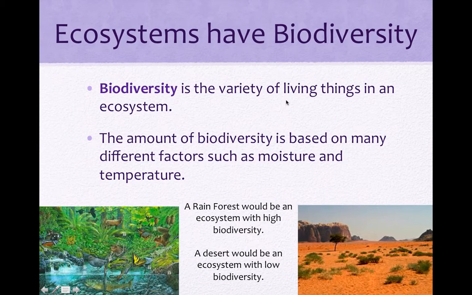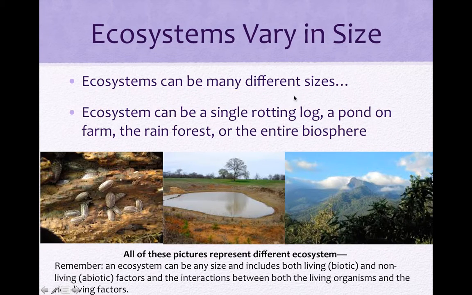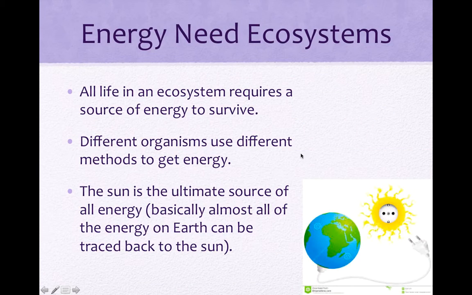And ecosystems can be big things or small things, but it's just a variety of living things in an ecosystem. Diversity meaning variety, and bio meaning life. And so we've got two different pictures here, two different types of ecosystems as well. And we've already talked about them varying in size. It could be a log representing an ecosystem. It could be a small pond, or it could be an entire mountainous area.